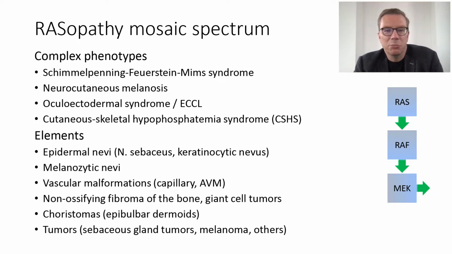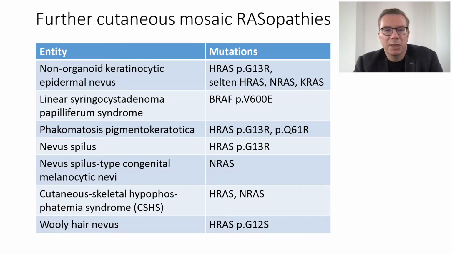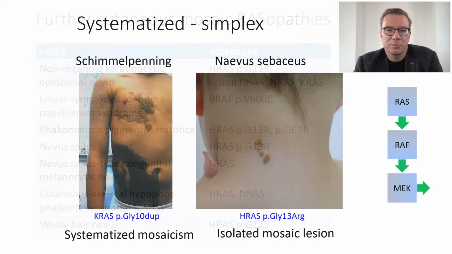The entire rasopathy mosaic spectrum consists of these phenotypes I mentioned before and others, and the elements are epidermal nevi, specifically nevus sebaceous, keratinocytic nevi, melanocytic nevi in the case of NRAS, BRAF, vascular malformations, mostly of the high flow type, non-ossifying fibromas and giant cell tumors of the bones, choristomas, and also tumors. And there are different other cutaneous mosaic rasopathies I will not mention in detail.